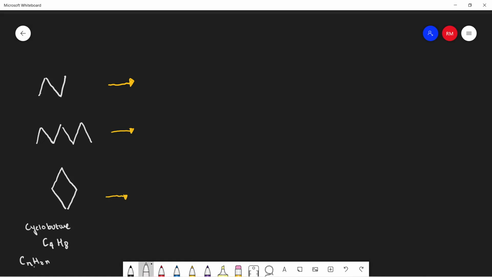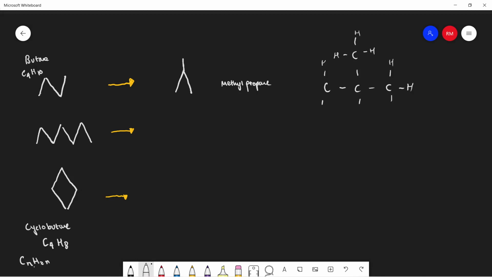So the first one, you should have correctly identified as butane, which is C4H10. I think the only structural isomer you can draw of butane is this here. Sorry, let me draw this a little bit better. It is methylpropane. You could have drawn it in displayed formula, like this. And this is the one structural isomer you should have gone for.